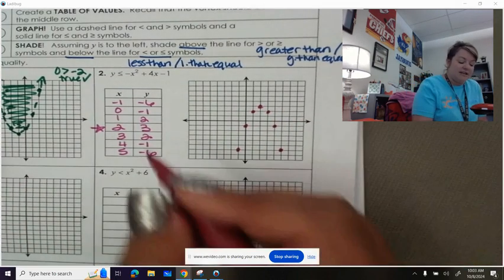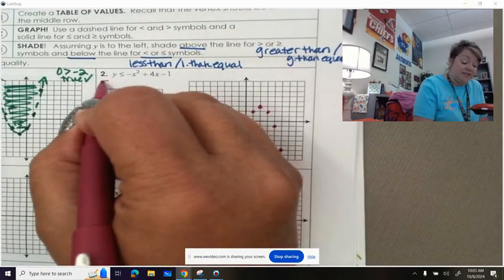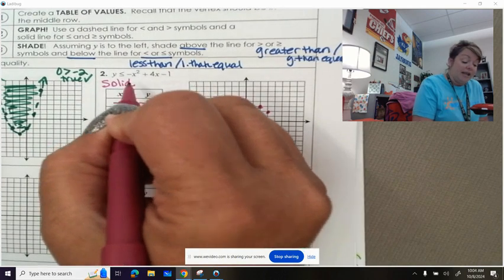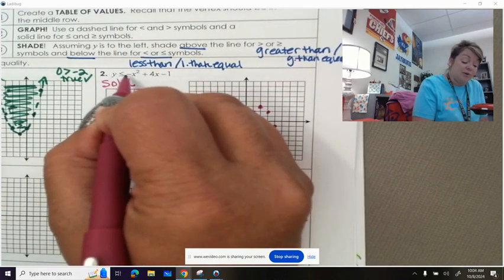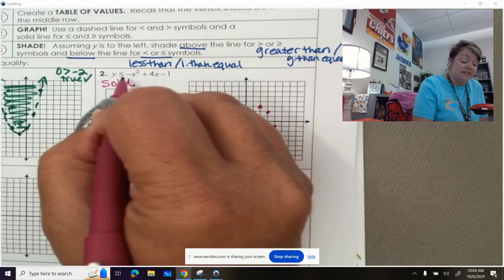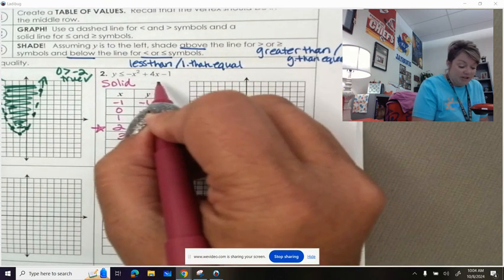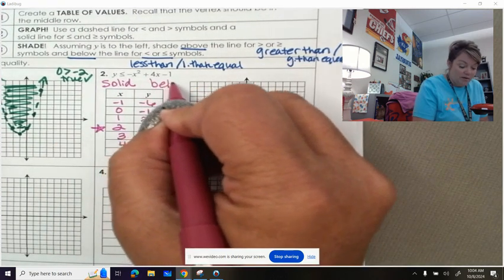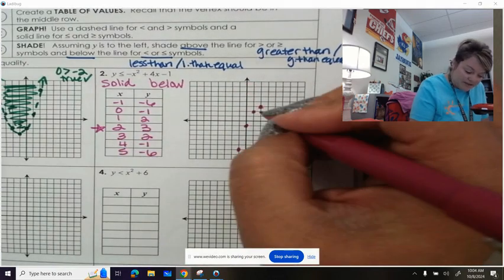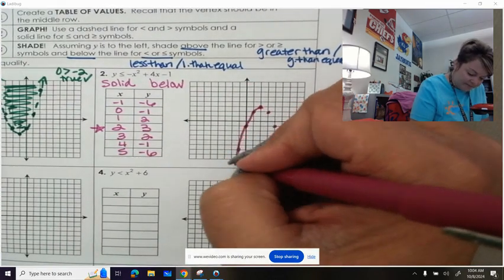And okay, so this is a less than or equal to. So this is a solid line. And it's a less than, okay, because it's pointing the other direction. So it's a less than. So that means I'm going to shade below. So here's my solid lined parabola.